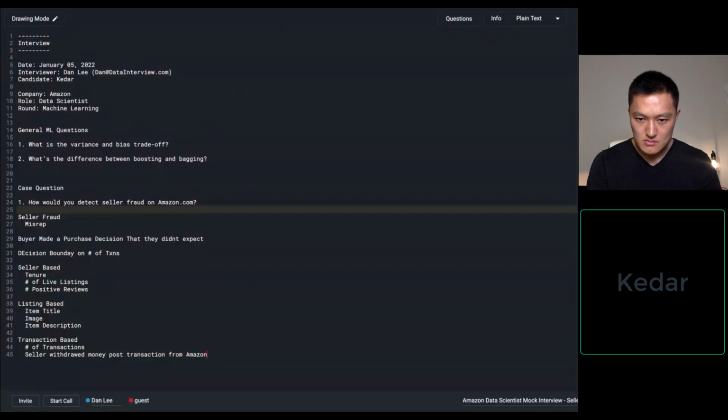If I think of listing-based factors, I'm thinking of inputs that the seller may provide us, which may indicate some sort of fraud intent, right? So the seller could do some form of misrepresentation in the item title. The seller may use images which are not true images of the item, which is also some form of fraud. And also the seller might make some misrepresentations in the item description. So I create some features around that.